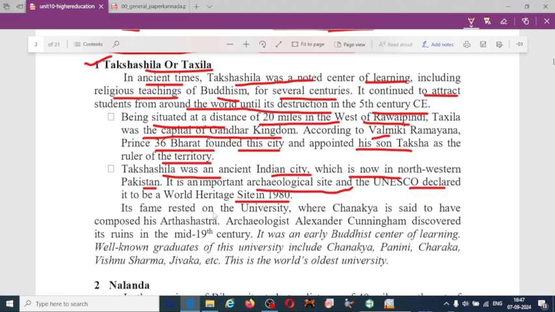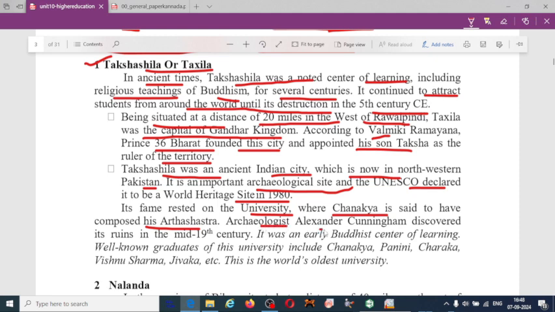Its fame rested on the university where Chanakya is said to have composed his Arthashastra. That's why this name is also connected to one of the brilliant monks or gurus we can call Chanakya. So he used to teach the Arthashastra.